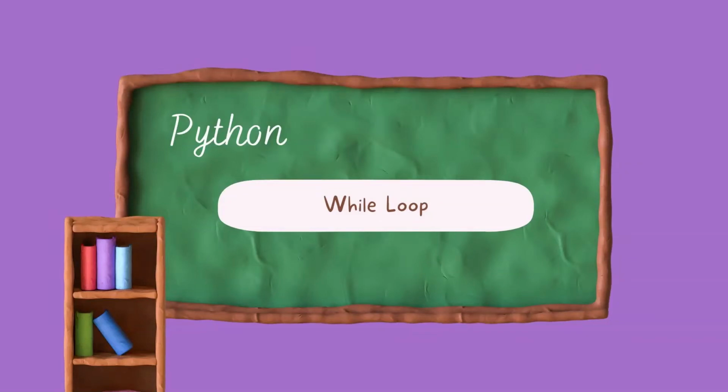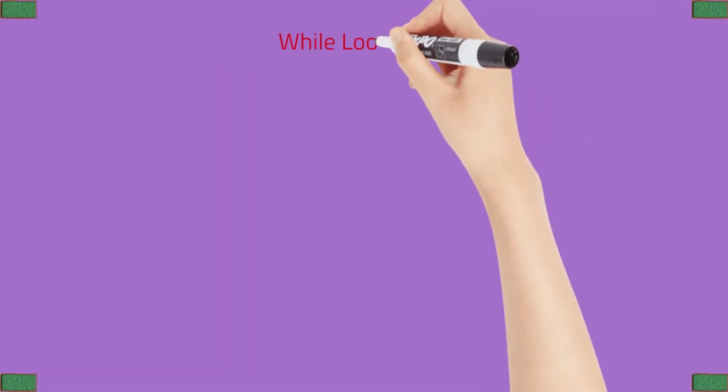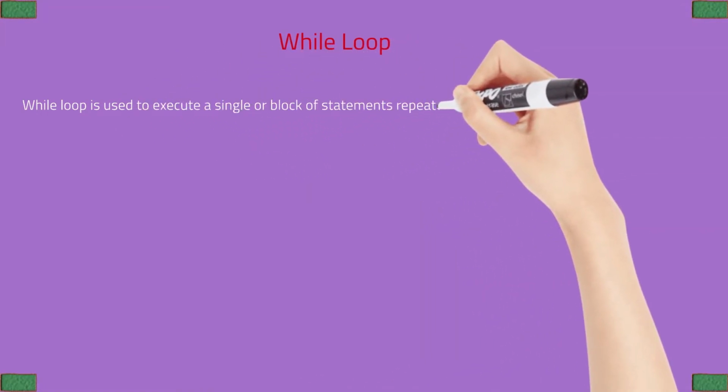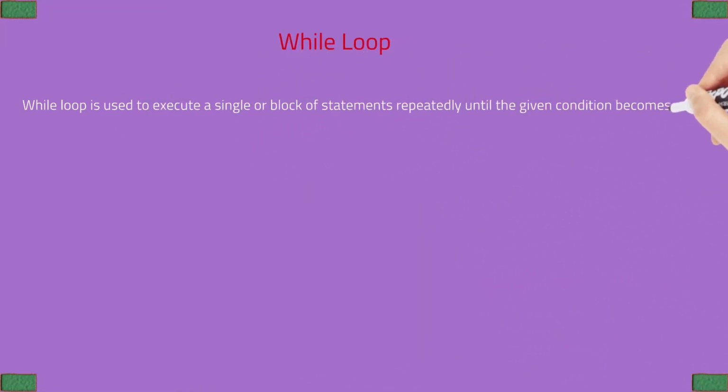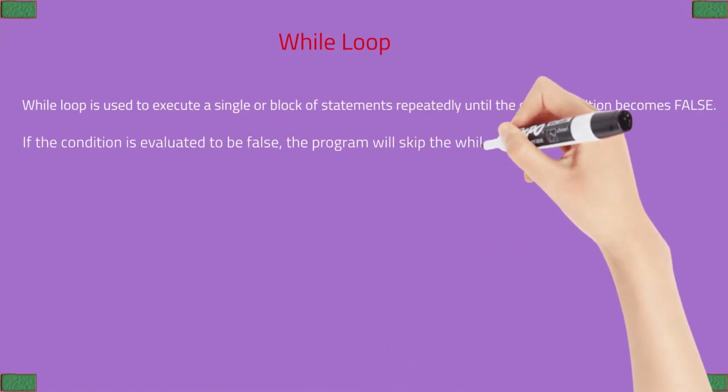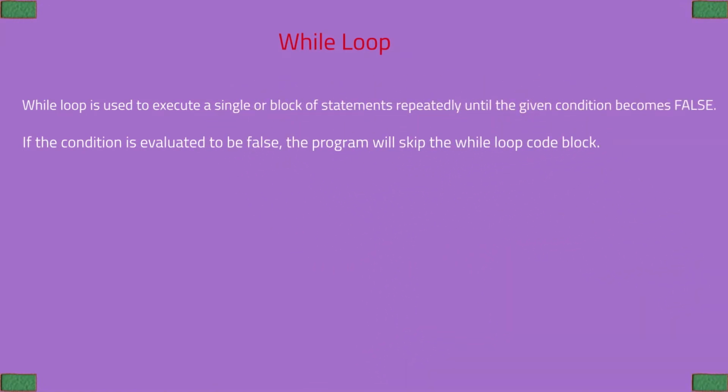In this video, we will discuss the usage of while loops in Python. A while loop is used to execute a single statement or a block of statements repeatedly until the given condition becomes false. When the condition evaluates to false, the program will skip the while loop code block and continue with the remainder of the program.